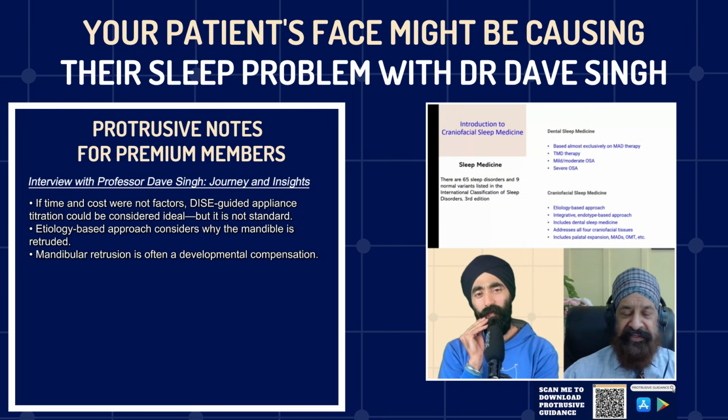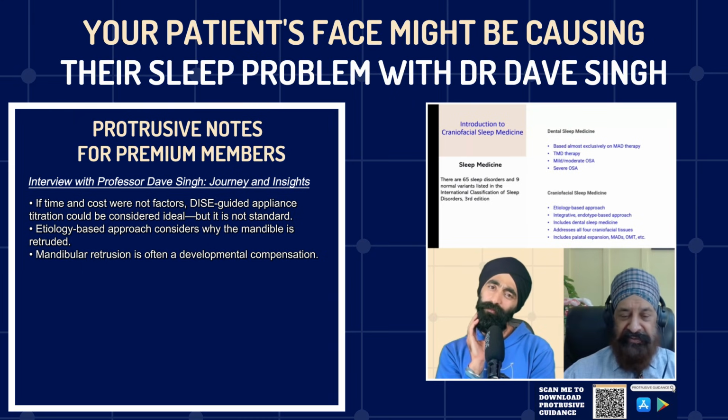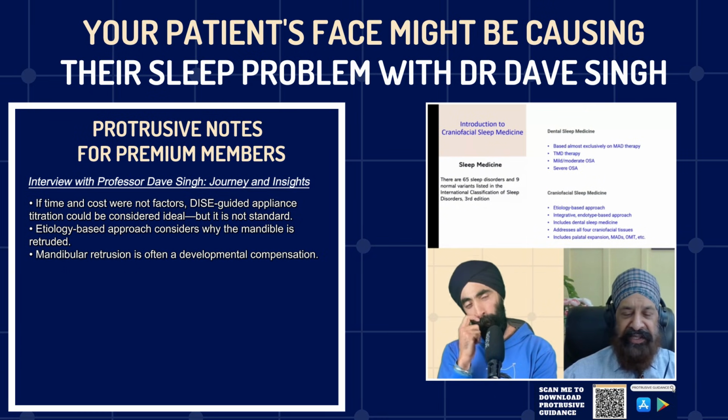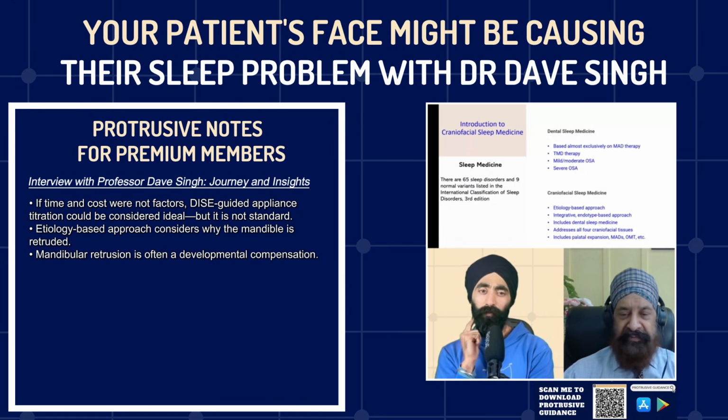So my question, having gone through various experiences, is why is that mandible retruded? Why is it falling back? Why is the tongue obstructing the airway when you sleep in certain individuals, but not in others? When you think about why that mandible is retruded, the short answer is developmental compensation.